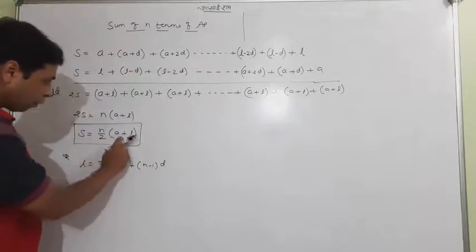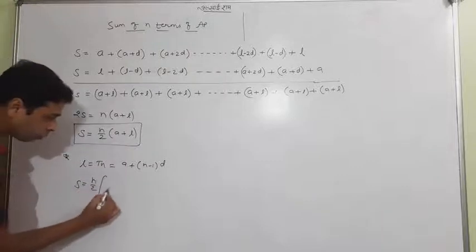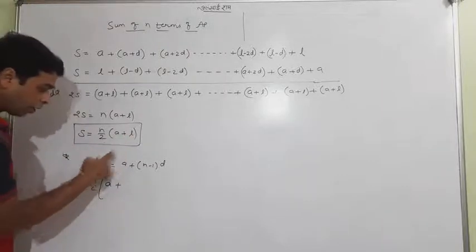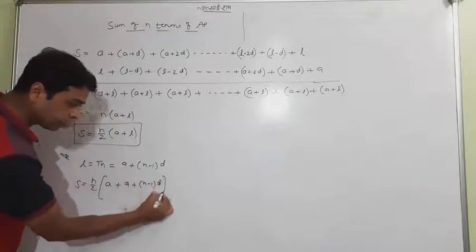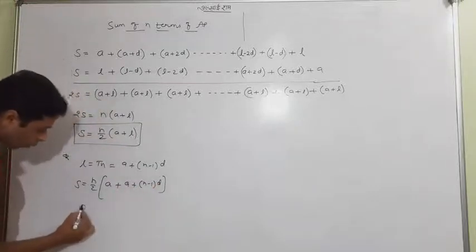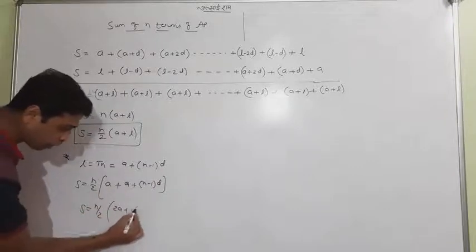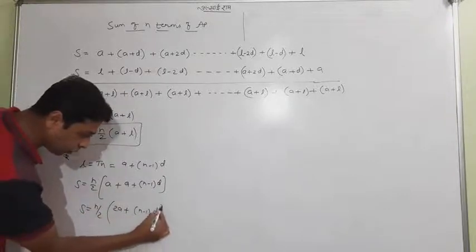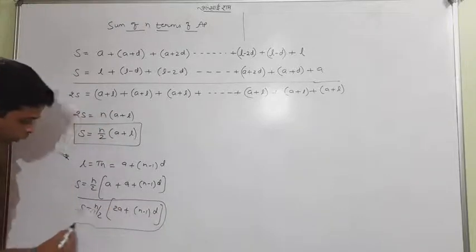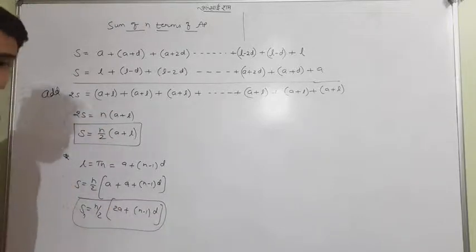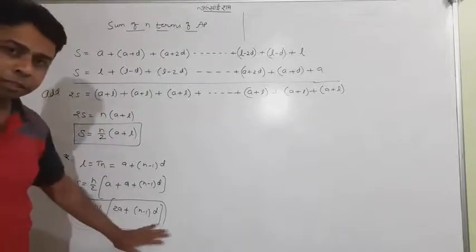Can you place the value of L here? Same. So S will be n by 2 times A plus, instead of L you will write A plus n minus 1 into D. And what will happen next? S equals n by 2 times 2A plus n minus 1 into D. This is the formula of the sum of n terms, which is also called Sn.